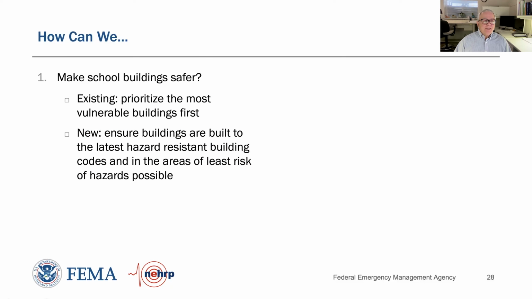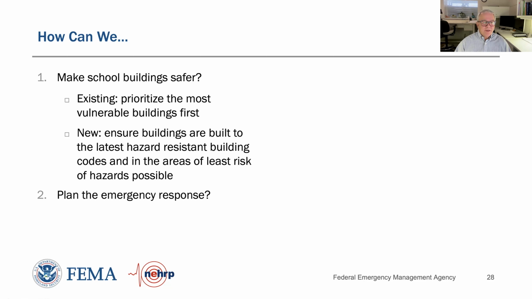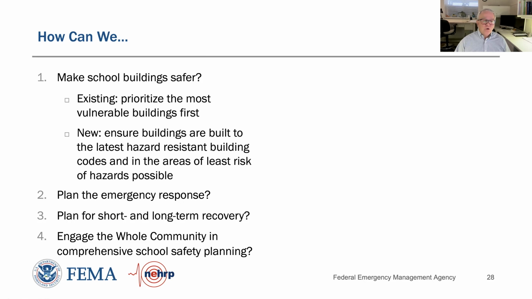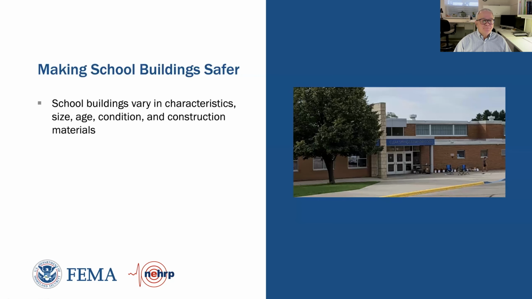So these are some questions that we want to try and answer. How do we make school buildings safer? Both existing buildings, prioritizing the most vulnerable first, and new buildings, ensuring that buildings are built to the latest standards, latest hazard-resistant building codes, and in the areas of least risk of hazards made possible. We want to make sure that there's a plan of emergency response. We also want to plan for short and long-term recovery. And then we also want to engage the whole community in comprehensive school safety planning. The answers to these four questions make up the heart of this book. So let's talk about making school buildings safer.